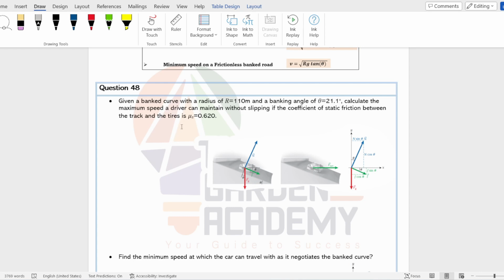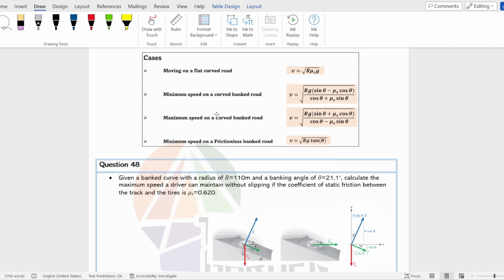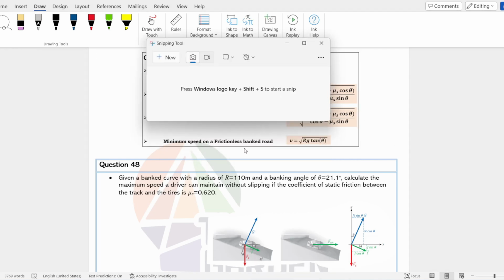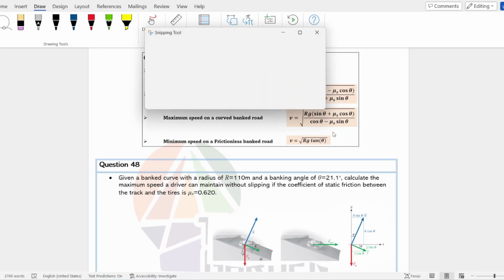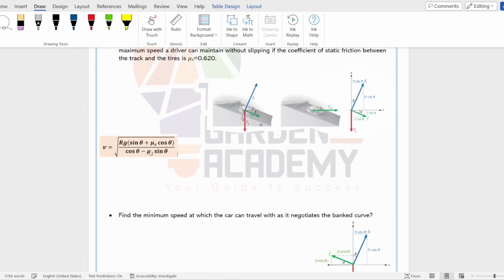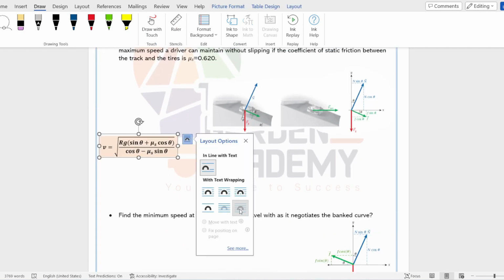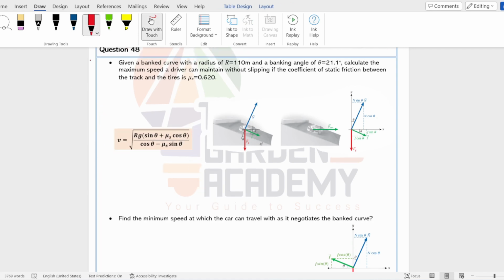Right. Now, we should understand that this is a banked curve, and we want to find the maximum speed. So if we go back to the cases, where do we have the maximum speed on a curved bank? This is the equation. So we can simply write down the equation as is. I can crop this equation just to save time and put it here. This is the equation we will use to solve this problem. We can just plug in the values we have in the question to find the answer.